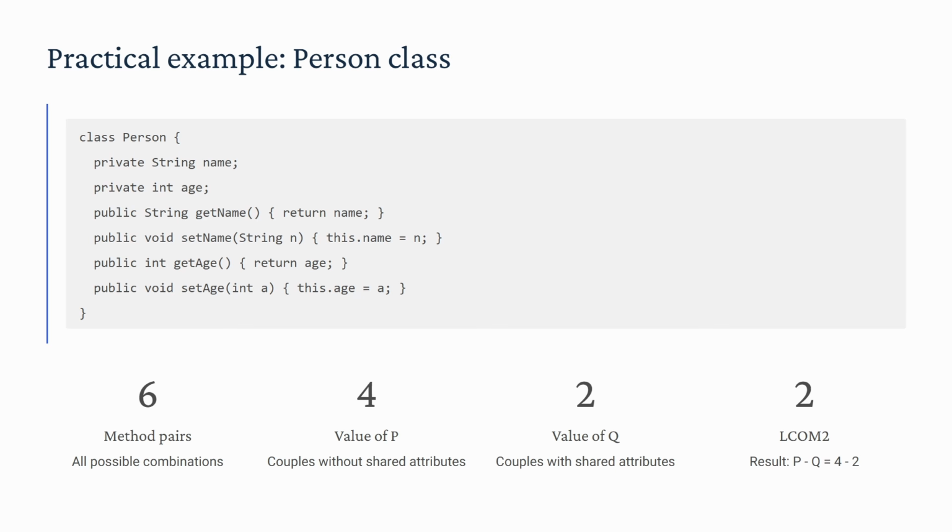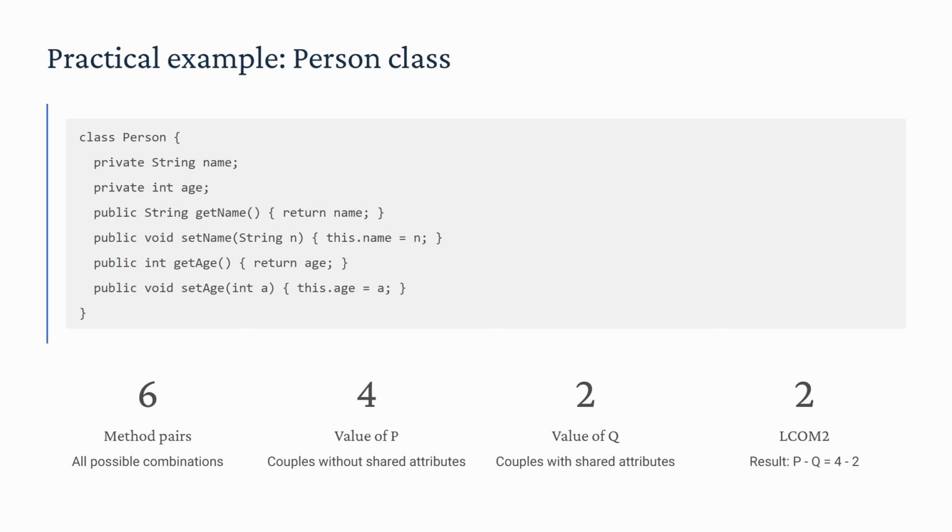GetName and setName share an attribute, namely name. GetAge and setAge share an attribute, namely age. The other 4 possible combinations use no shared attributes. P, so the number of method pairs without shared attributes, is therefore 4. Q, so the number of method pairs with shared attributes, is 2. Our LCOM, so P minus Q, or 4 minus 2, is therefore 2.